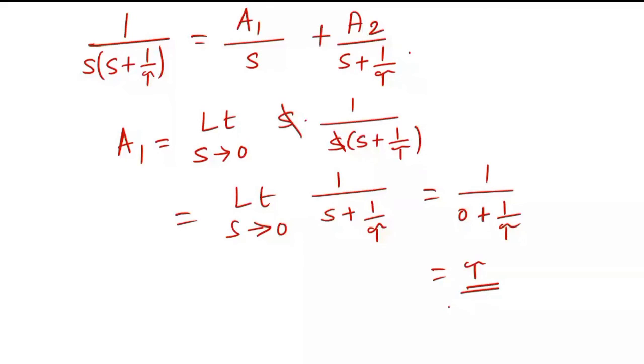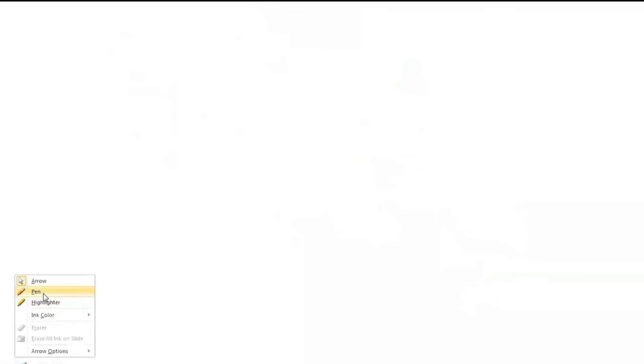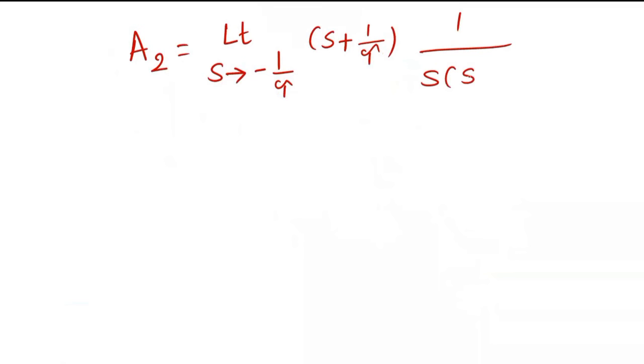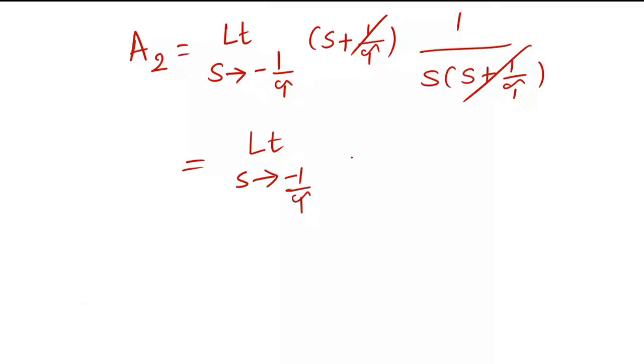Next, let us try to find out the value of A2. A2 is equal to limit as s tends to minus 1 by tau, s plus 1 by tau into 1 by s into s plus 1 by tau. s plus 1 by tau will get cancelled. We are left with 1 by s in the factor, so that A2 is equal to limit as s tends to minus 1 by tau of 1 by s. So this is equal to minus 1 by 1 by tau, is equal to minus tau.